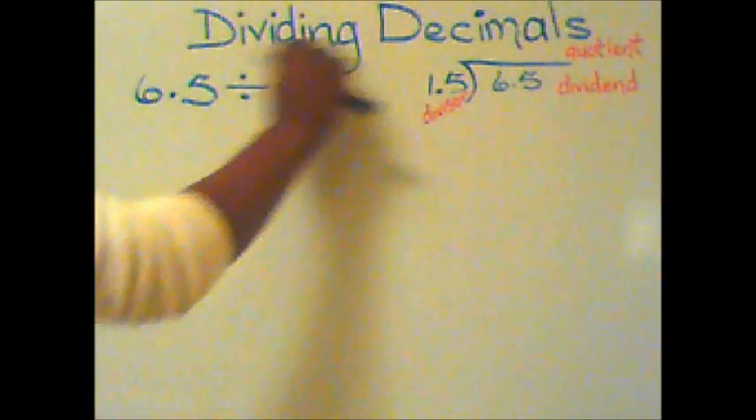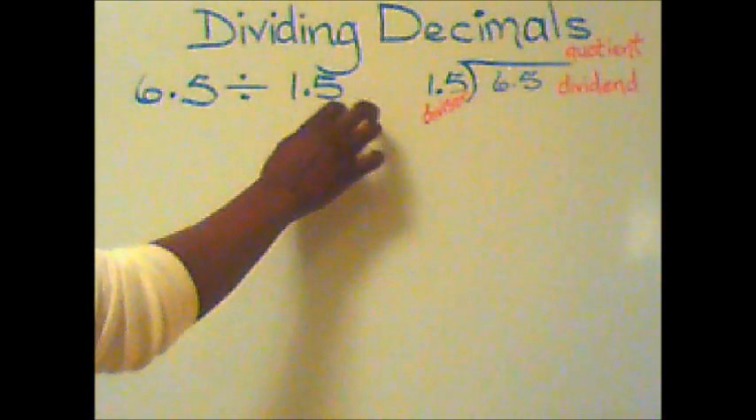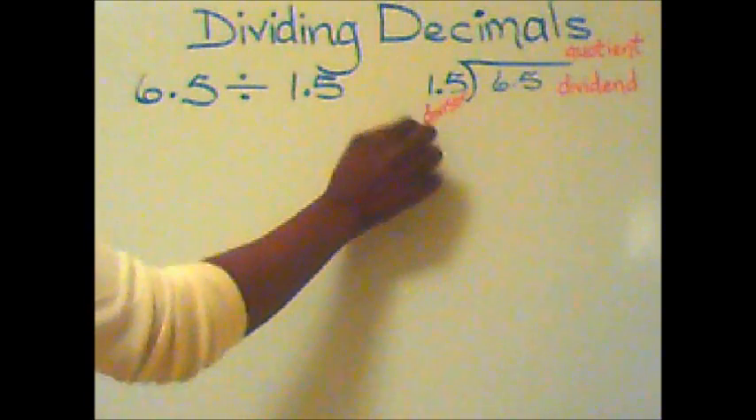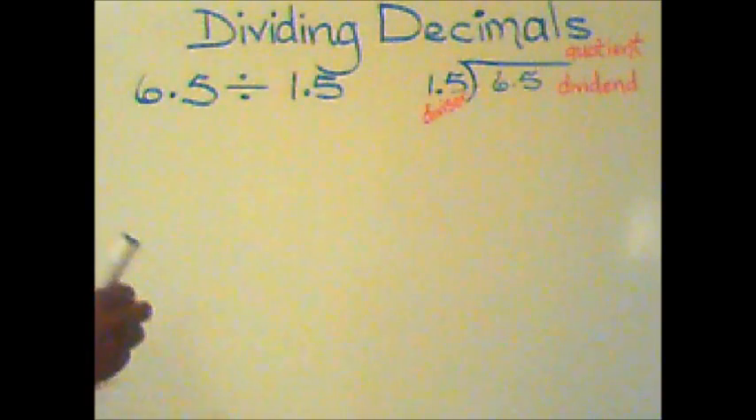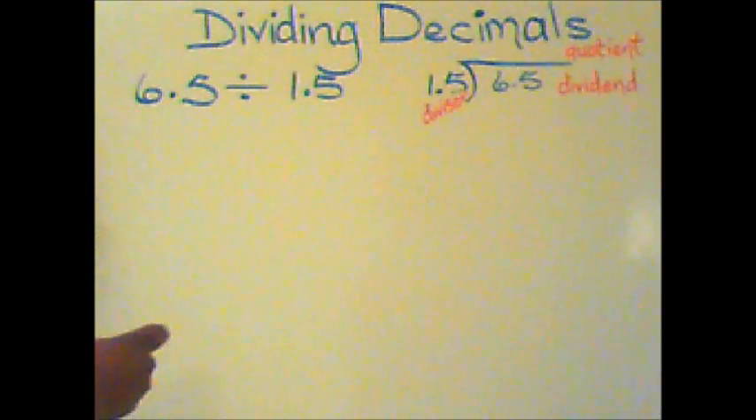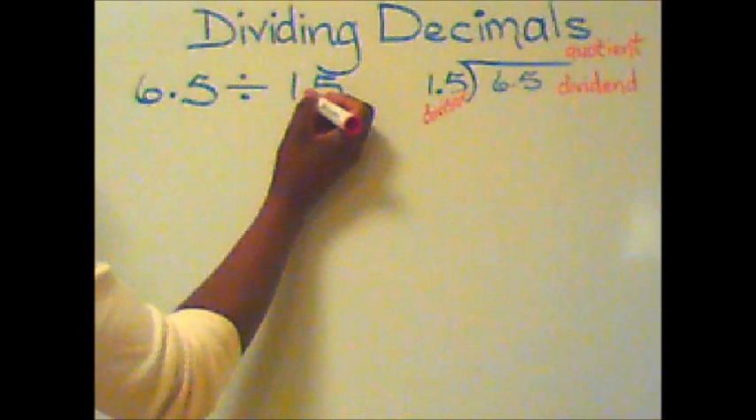Today we're going to talk about dividing decimals. I want to divide 6.5 by 1.5. Before I can do that, I need to take my divisor, 1.5, and turn it into a standard number. So in order to turn my divisor 1.5 into a standard number, I will move my decimal place over.